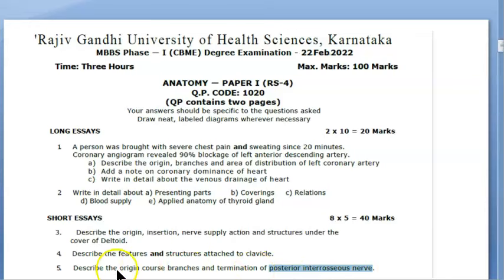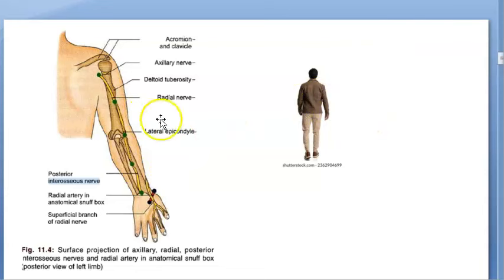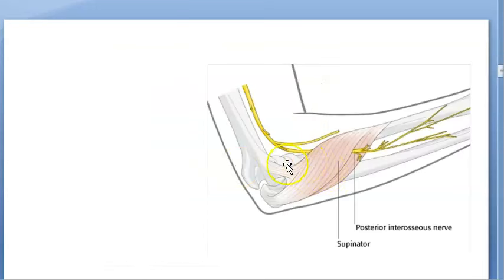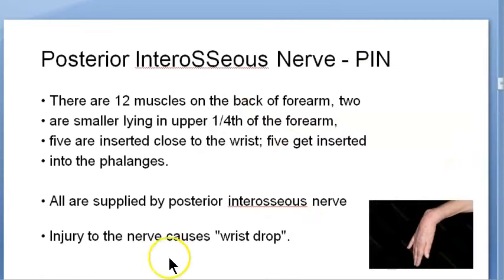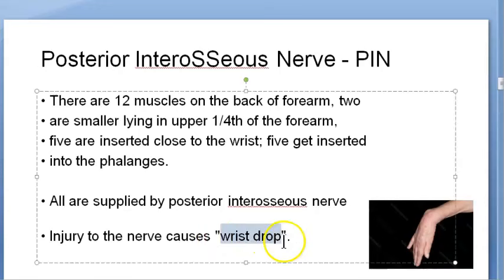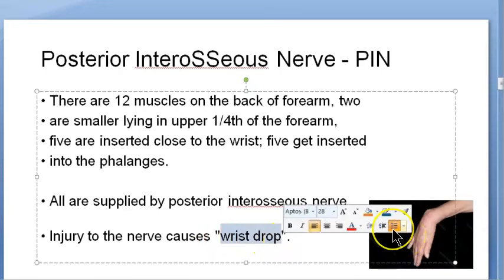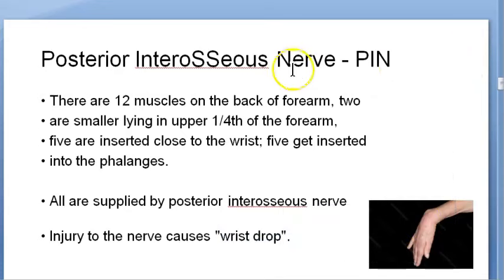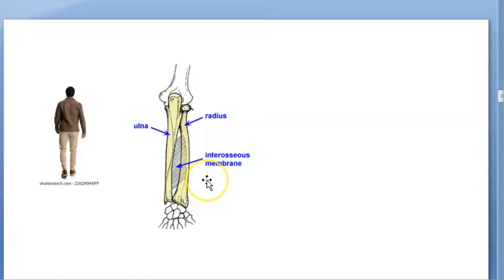Posterior interosseous nerve: origin, course, branches, and termination. The posterior interosseous nerve is at the back of your forearm, coming from the radial nerve. It starts at the cubital fossa and ends just before your wrist as a pseudoganglion. Remember, when it is branching, it comes through the supinator. You can see it below the supinator. If there is injury, then the extensor digitorum and two other muscles are affected because of the radial nerve. It will lead to wrist drop. And that is why they're asking you this question.